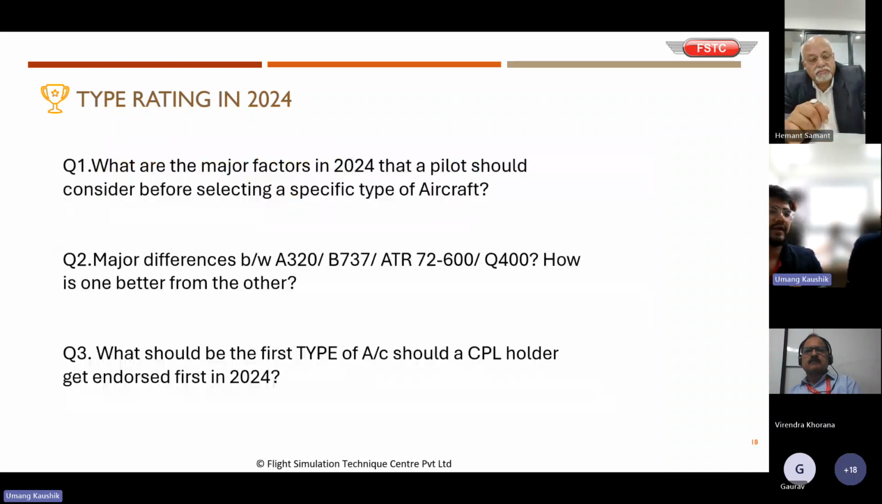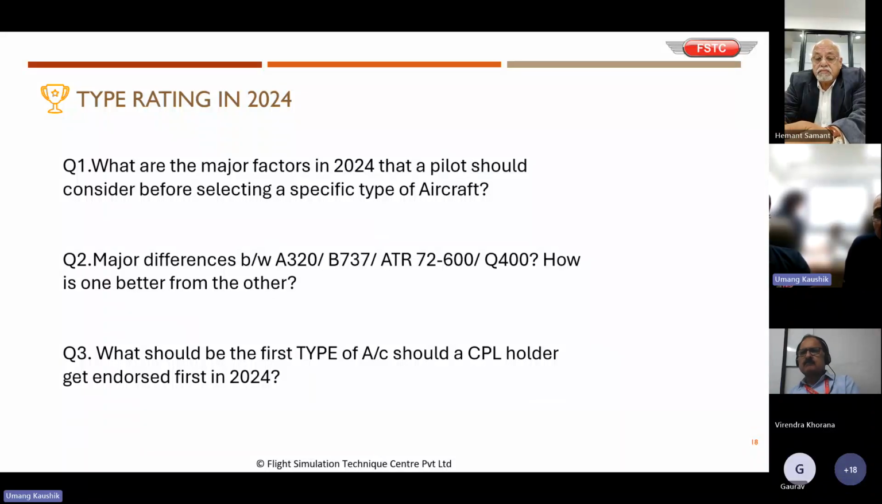Currently, I'll just give you a gist. We have covered questions about type rating. So what are the major factors in 2024 that a pilot should consider? Major differences between these. So would you like to answer what are the major factors in 2024 that a pilot should consider before selecting a specific type of aircraft? Okay, good evening, everybody.